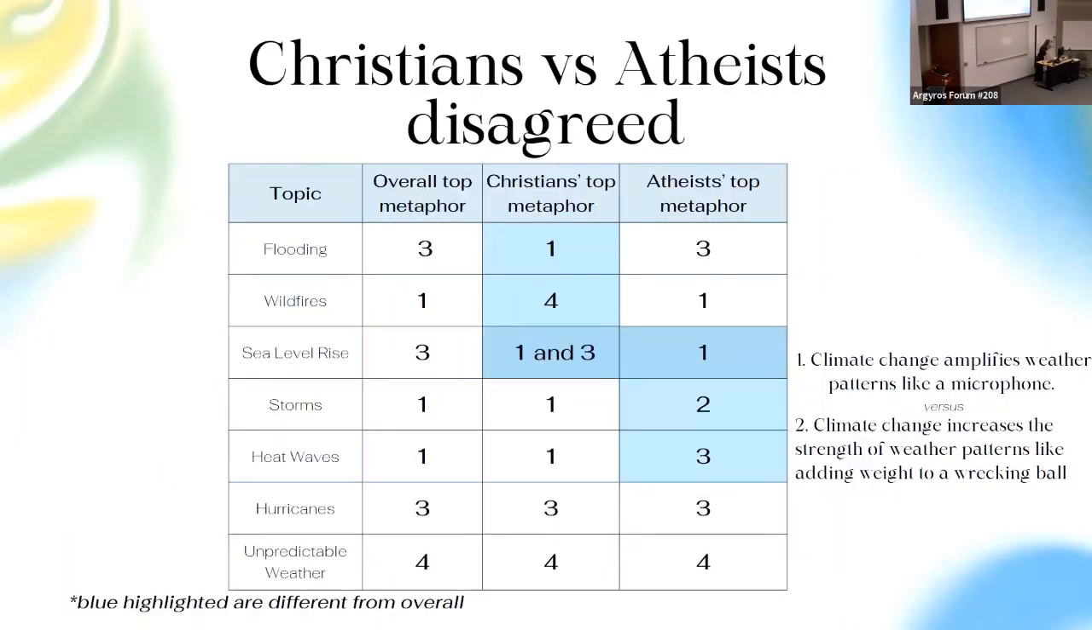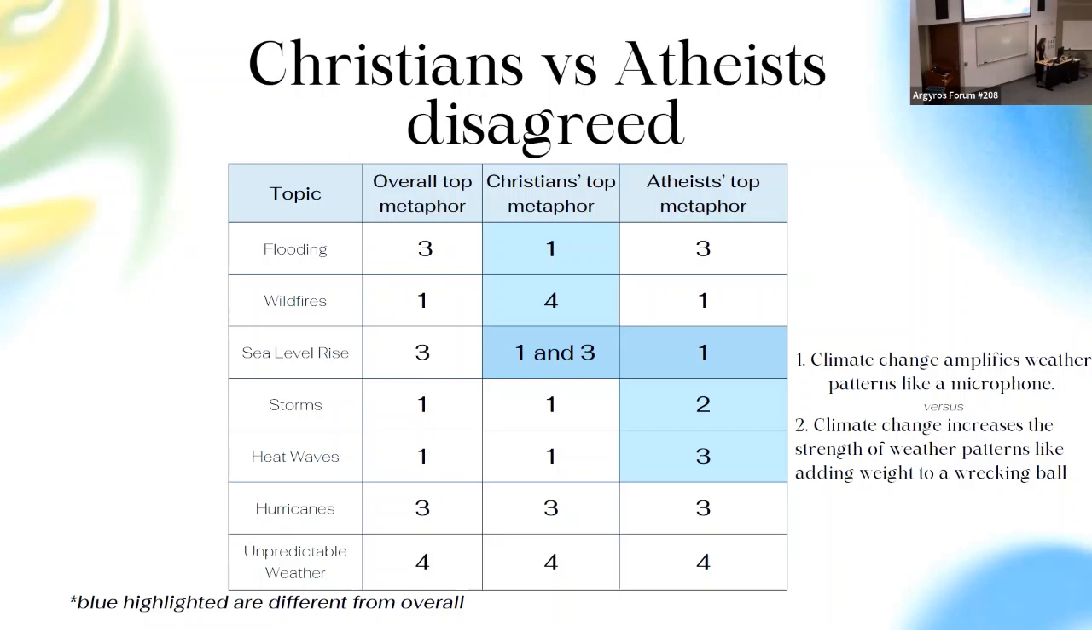And our results found that, unsurprisingly, they did in fact differ for their top preferences in 5 out of 7 of the metaphors, where most of them were one of the topics deviating from the overall choice. But for sea level rise, the Christians had a tie of metaphor 1 and 3, so that one wasn't quite on the trend. It was a little bit different.